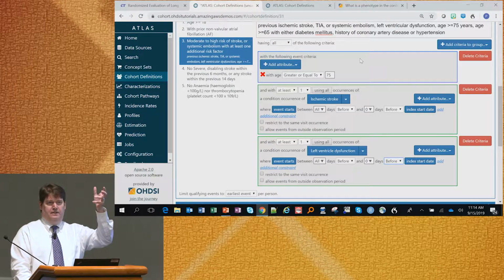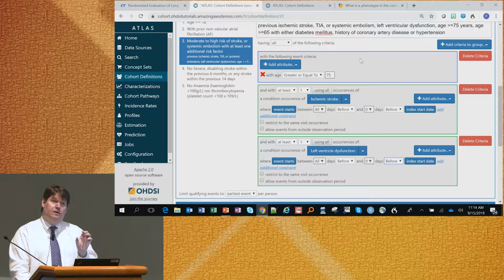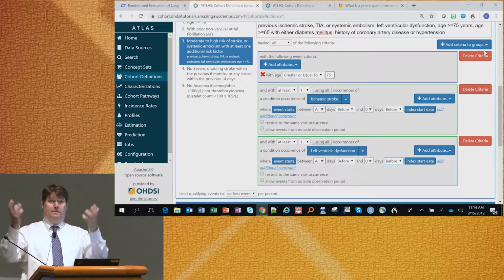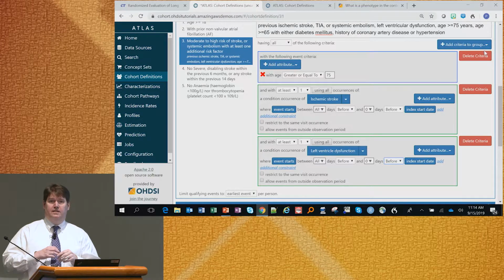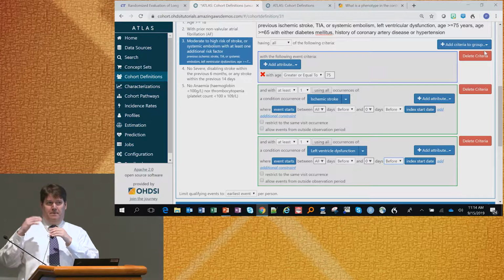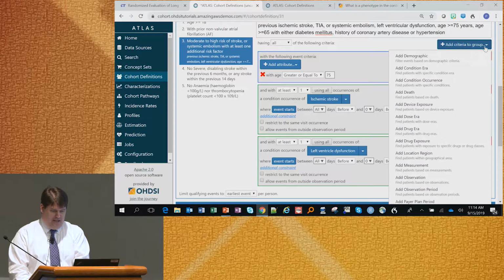ones that definitely are moderate to high risk right off the bat: the age, the ischemic stroke, or the ventricle dysfunction. Now we have another one that is saying you can be age 65 with 3 other things. So what we're going to do is group these things into saying you're going to be age 65 plus A or B or C. In order to do that, we're going to add this criteria group here.